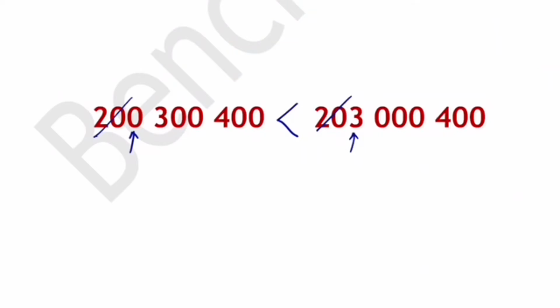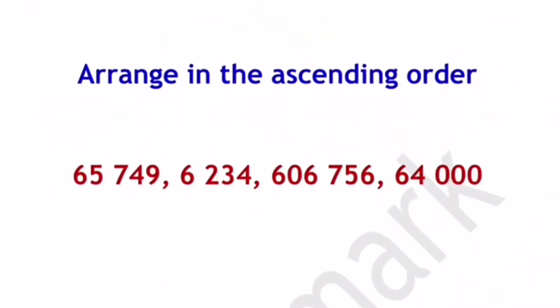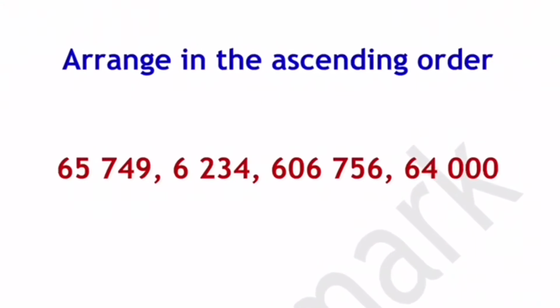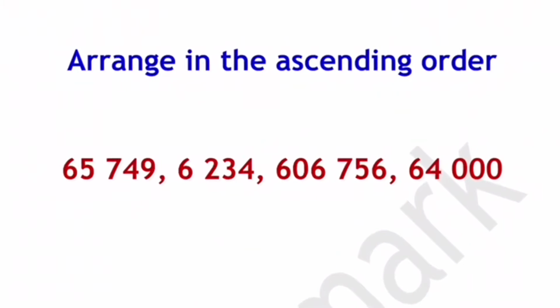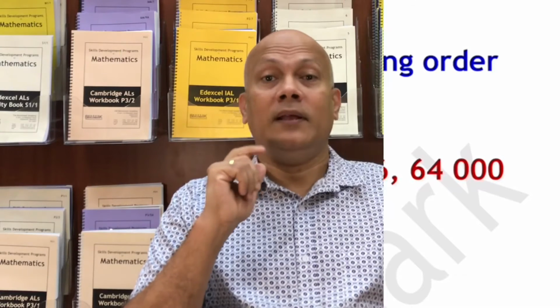Okay. Now let's go to the next question. Arrange in the ascending order. Ascending order is you have to write the smallest number first, and the numbers are progressively bigger. So you have to pick the smallest number. Now pause the video and make a try. Apply the principles.